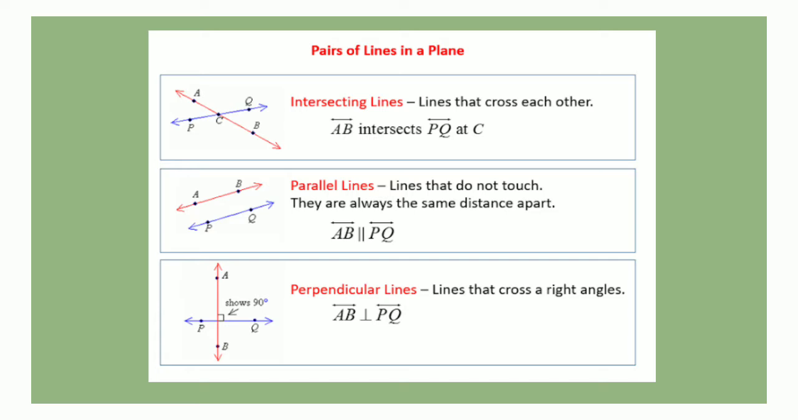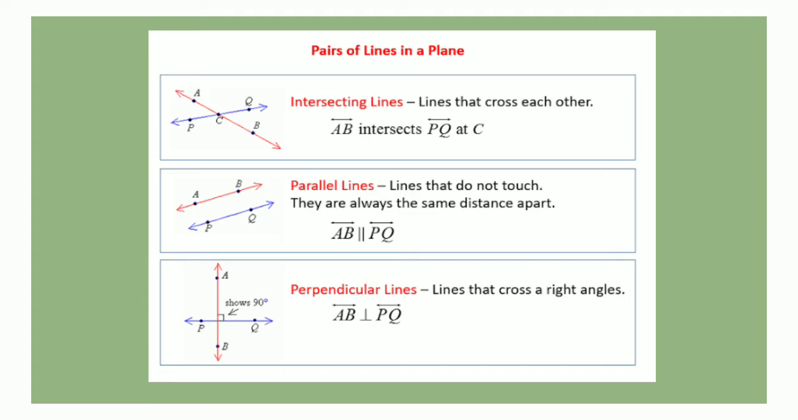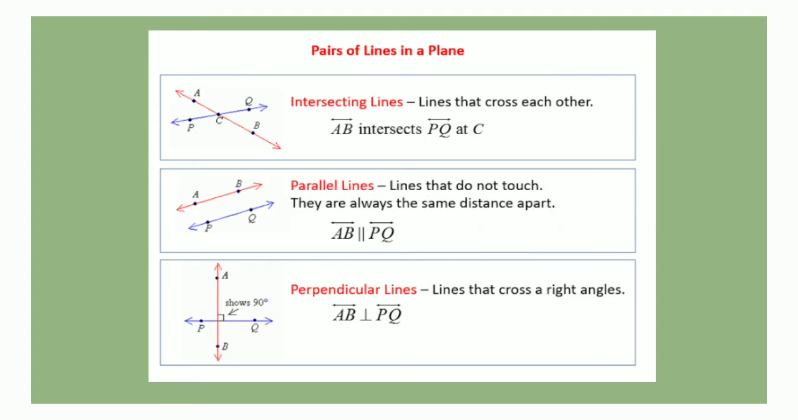The next one, parallel lines. Lines that do not touch, they are always the same distance apart. That means here we have two lines, AB and PQ, and they are parallel because they never intersect at any point anywhere. Okay, and also the distance between AB and PQ is equal everywhere. So we can use the symbolic way: AB parallel to PQ. Okay, AB parallel to PQ.